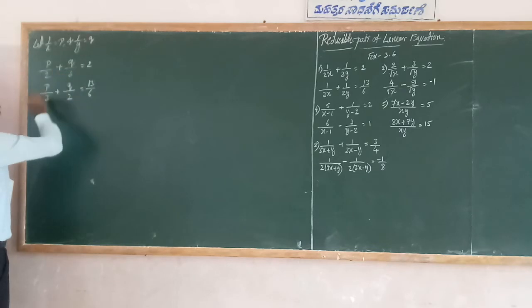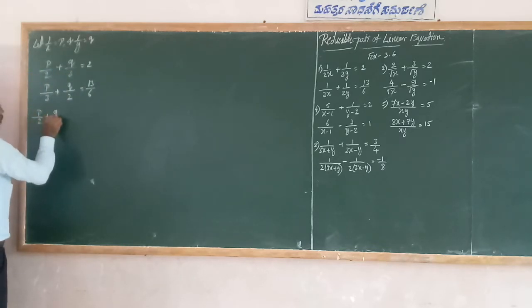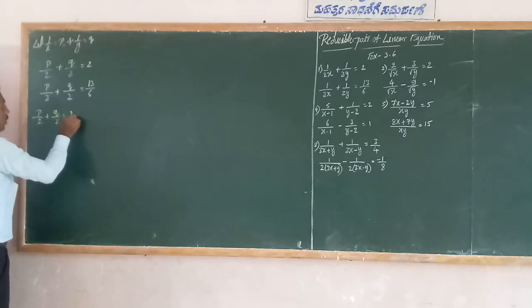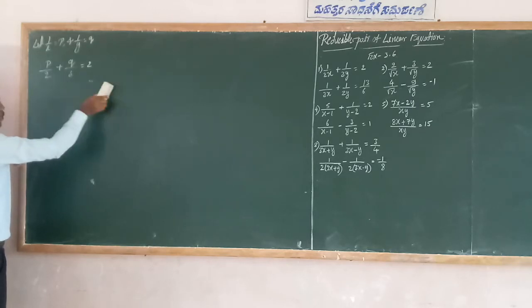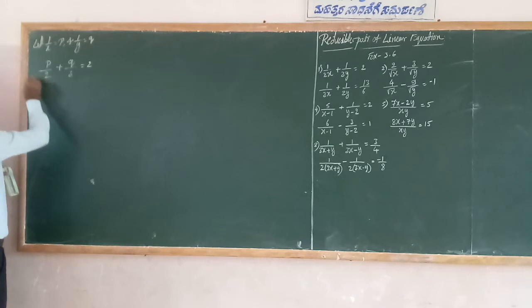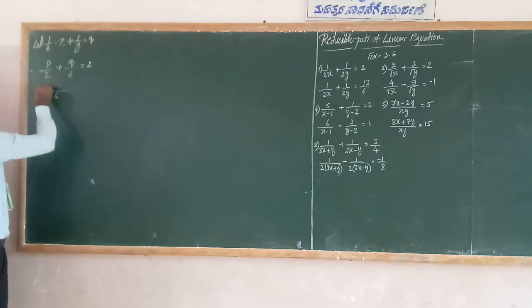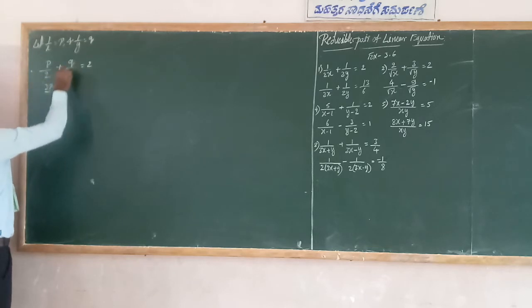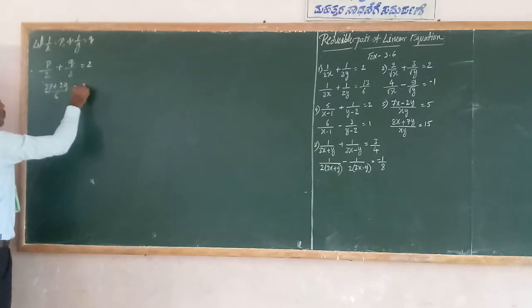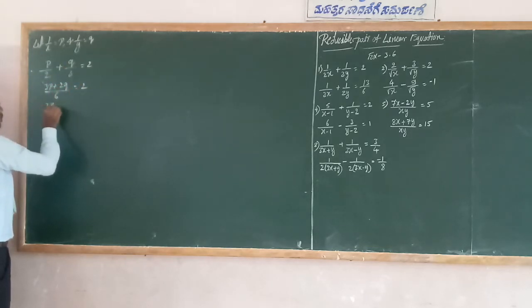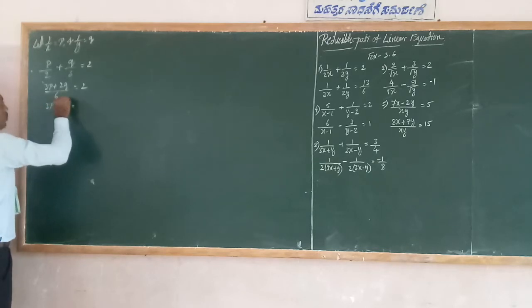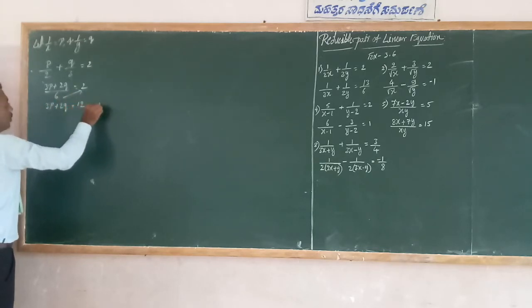So 2 and 3 are there. We have to take out the LCM. So p by 2 plus q by 3 is equal to 2. I will write here and solve it. See, 2 and 3 are there. What is the LCM? LCM is 6. So 3 into p, 3p, plus 2 into q, 2q, is equal to 2. Now 3p plus 2q is equal to 6 2s are 12. Call it as number 1.